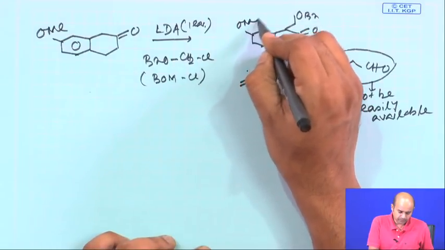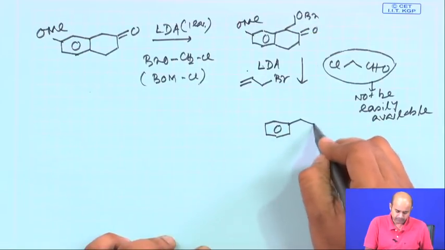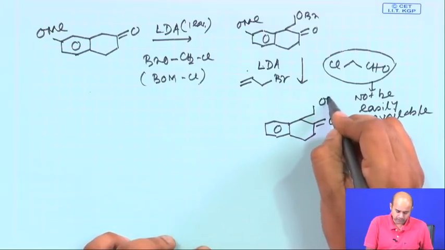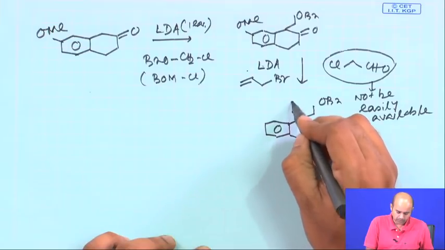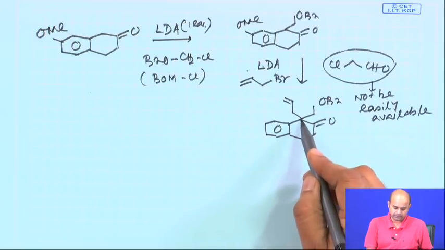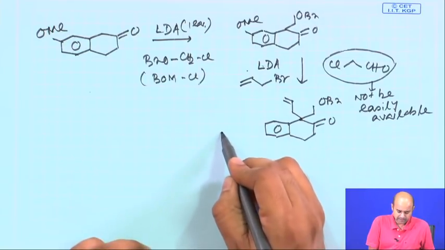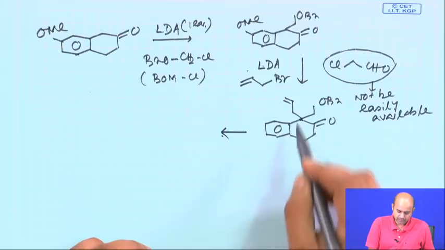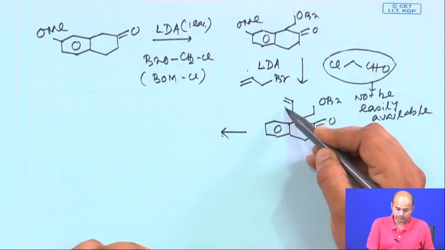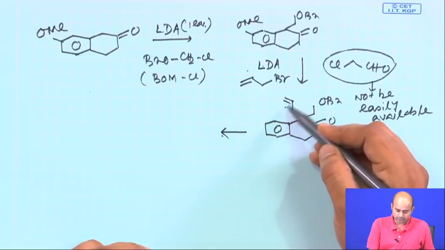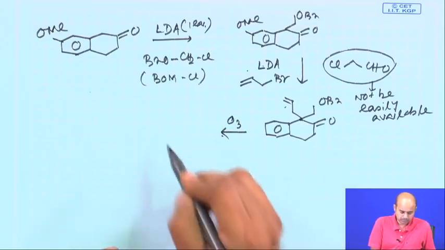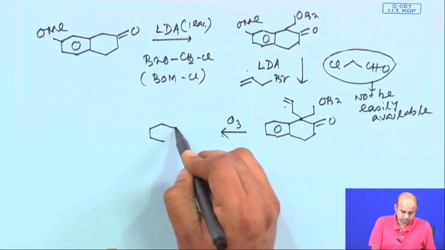And then you will basically do another round of alkylation to get this all carbon quaternary center here, fine. Then as the situation demands, you need to do an oxidative cleavage here to remove one of these carbons to get an aldehyde. So, do an ozonolysis.